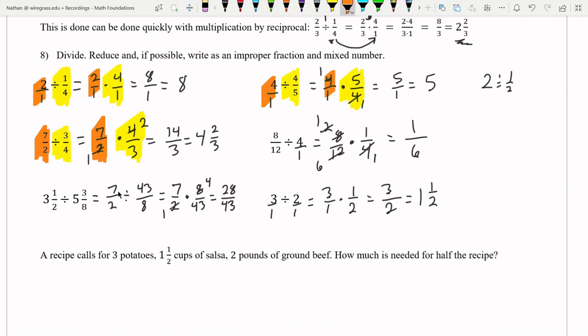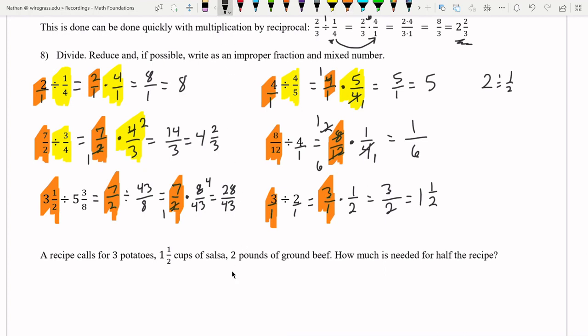Then you're going to change the division to multiplication, and change the second fraction, the one right after the division. Don't get that confused. Don't change the first fraction. It's always going to be left the same in the process. 3 was left the same as 3 here.